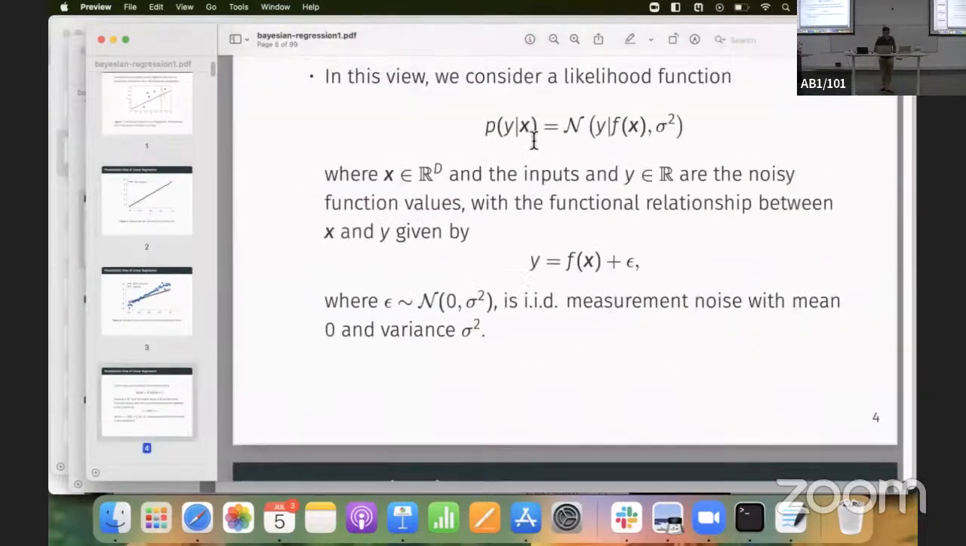Right? So if you have questions, please ask now, because for logistic regression, this is slightly harder than this particular slide. The probability of y given x is a normal distribution of the random variable y given the mean f(x) and the variance sigma squared.